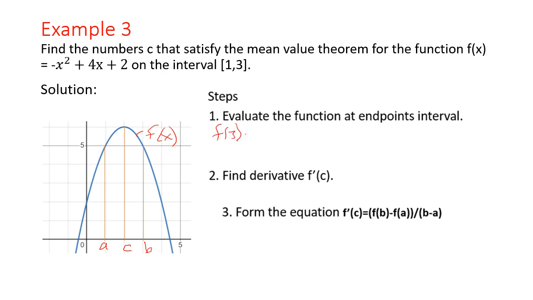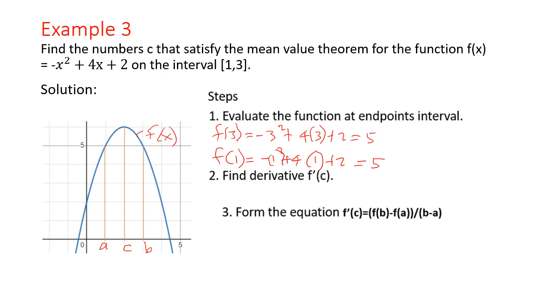equals minus 3 squared plus 4 times 3 plus 2, which equals 5. Then f of 1 equals minus 1 squared plus 4 times 1 plus 2, which equals 5.